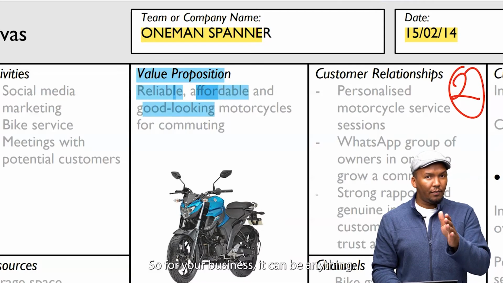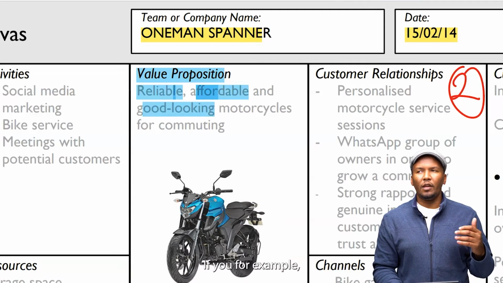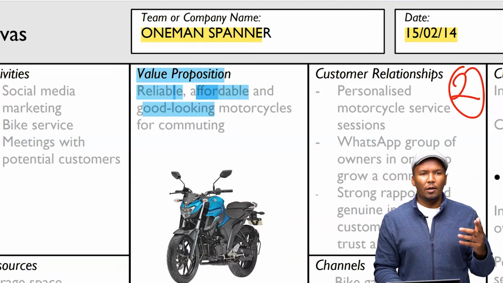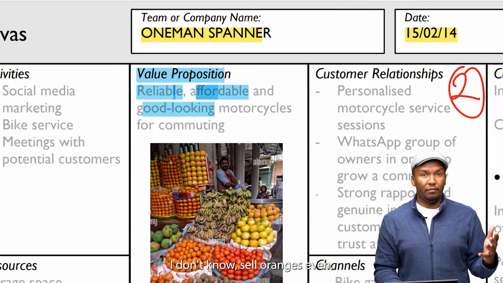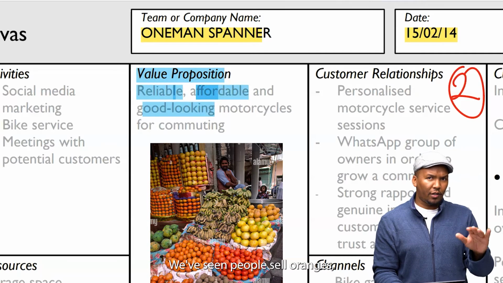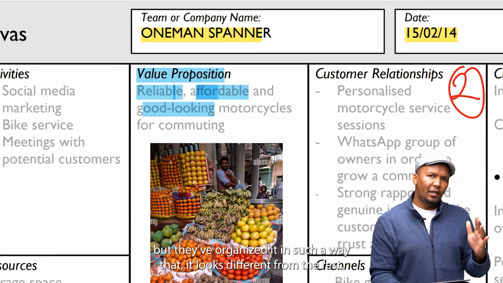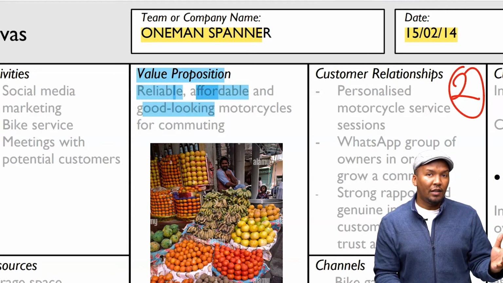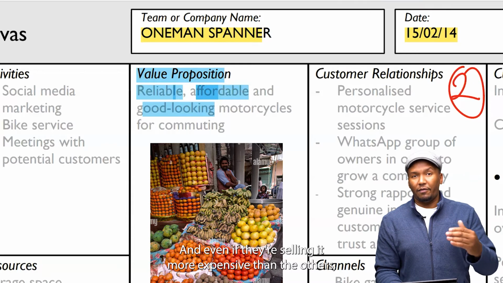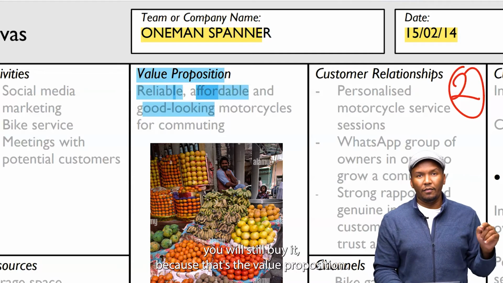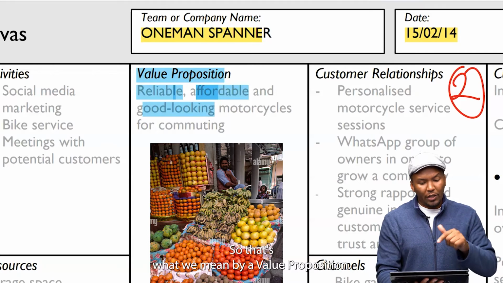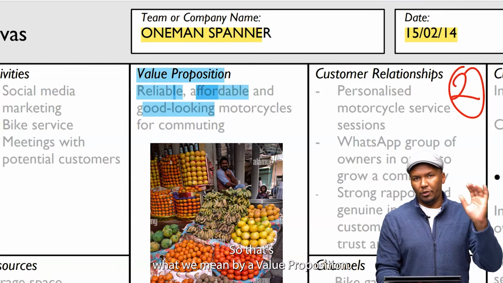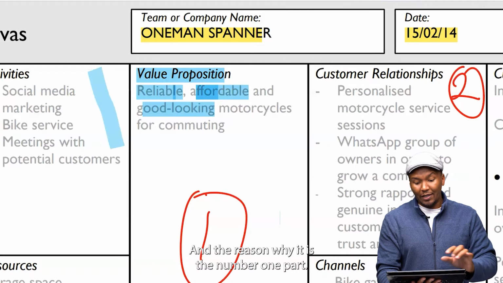So for your business, it can be anything. If you, for example, sell oranges even, you've seen people sell oranges, but they've organized it in such a way that it looks different from the rest. And even if they're selling it more expensive than the others, you will still buy, because that's their value proposition. They have their customers. So that's what we mean by a value proposition. And it's the reason why it's the number 1 part.